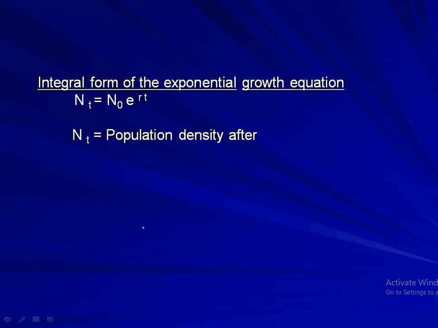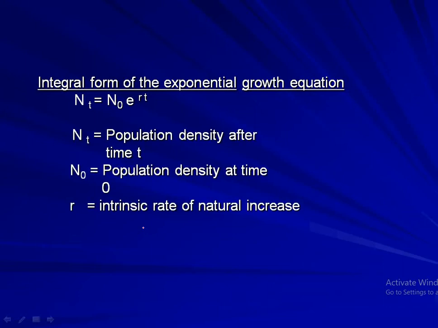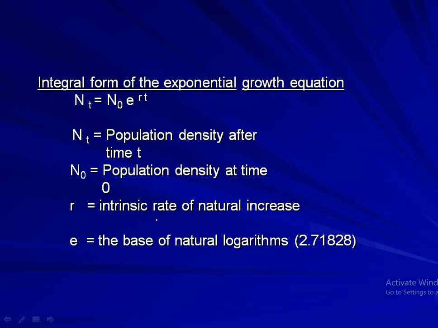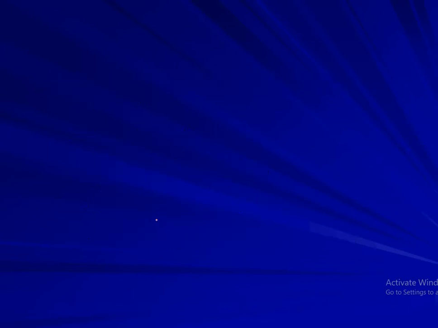This is the integral form of exponential growth. We have already studied this. Nt is equal to N0 times e raised to rt, where Nt is the population density after time t, N0 is the population density at time 0, and r is the intrinsic rate of natural increase, where e is the base of the natural logarithm. Now if we look at the exponential growth equation, that is dN/dt equal to (b minus d) times N.